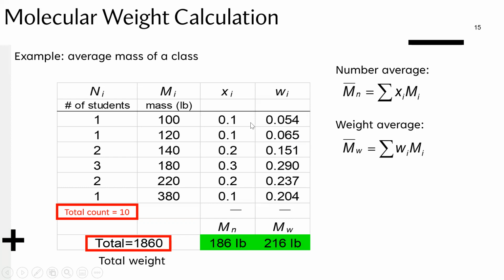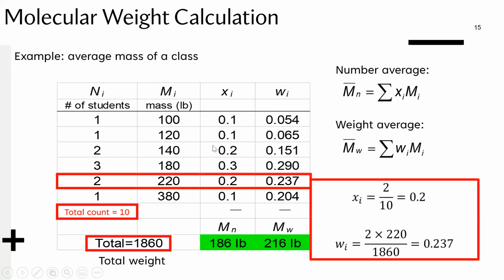And the way we calculated these was that, for instance, if I want the number fraction for this particular weight, I have to divide the number of students with that weight by the overall number of students. So you've got 0.2 or 20% of our class, in terms of a number percentage, has a weight of 220.